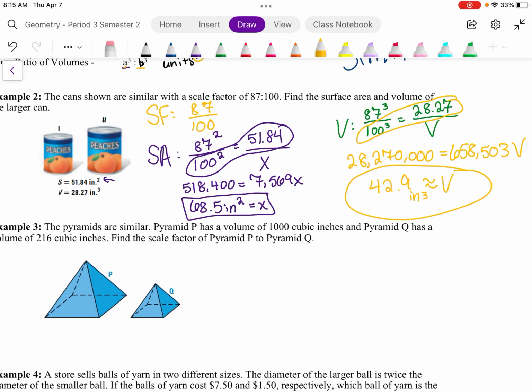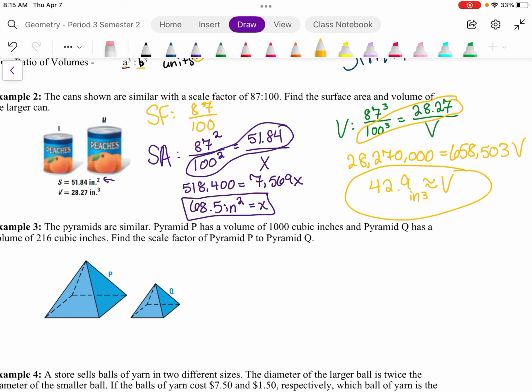And again, when we look at our volume of the smaller can, it makes sense that the volume was less in that one because our can is bigger now. So that's how you can use the scale factors to help you problem solve for surface area and volume of similar figures.